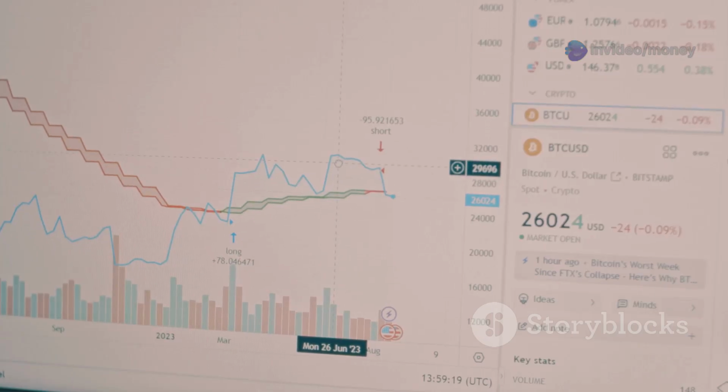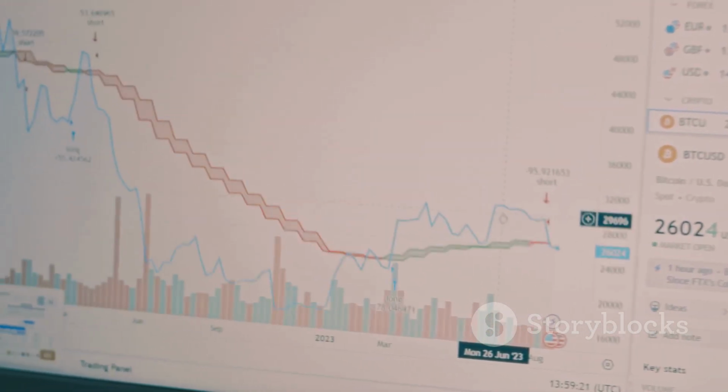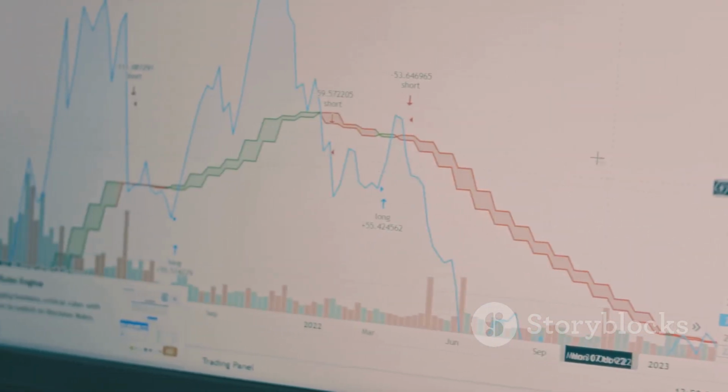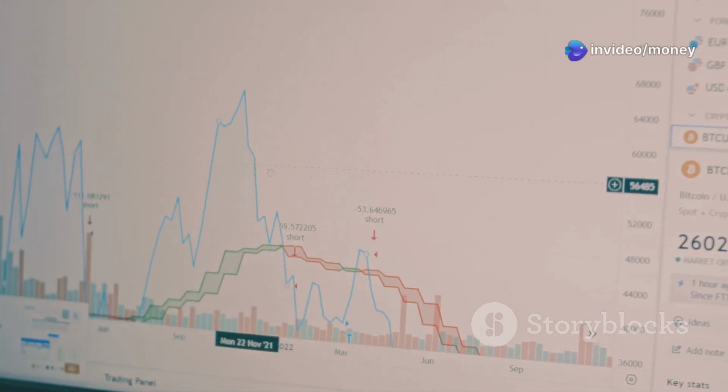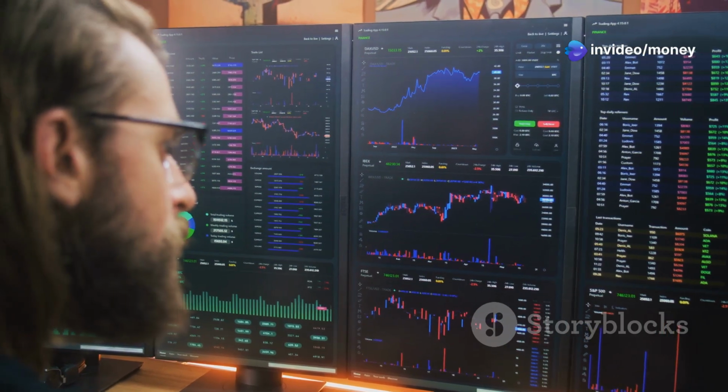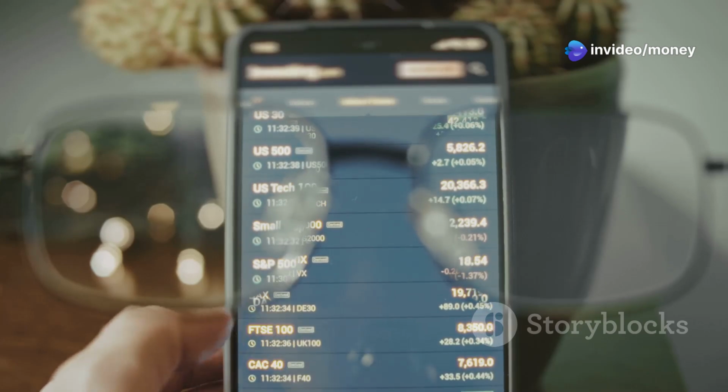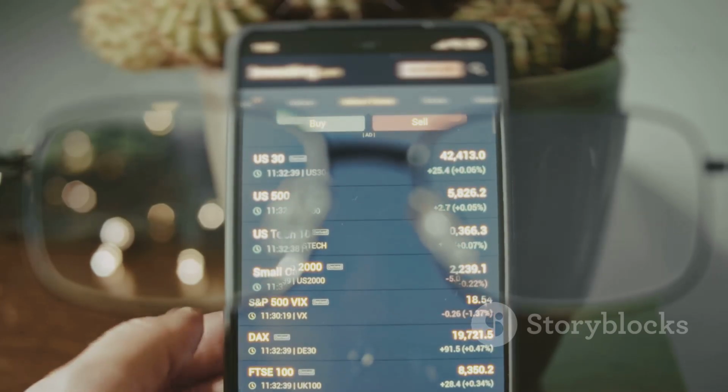A high ADX reading above 25 indicates a strong trend, while a low ADX reading below 25 suggests a weak trend or a ranging market. So, how do you use the DMI effectively? It's all about looking for those sweet spots where the direction and strength of the trend align.